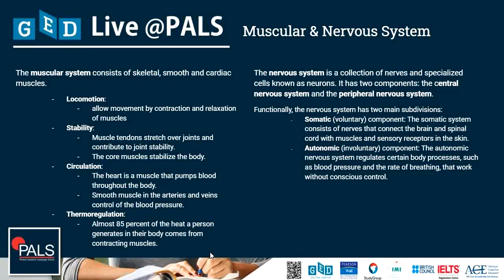Our muscles give us stability, specifically tendons and muscles that stretch over joints, or our core muscles like the abdominal muscles that give stability to our body, again working together with the skeletal system here. It plays an important part together with the circulatory system as well.